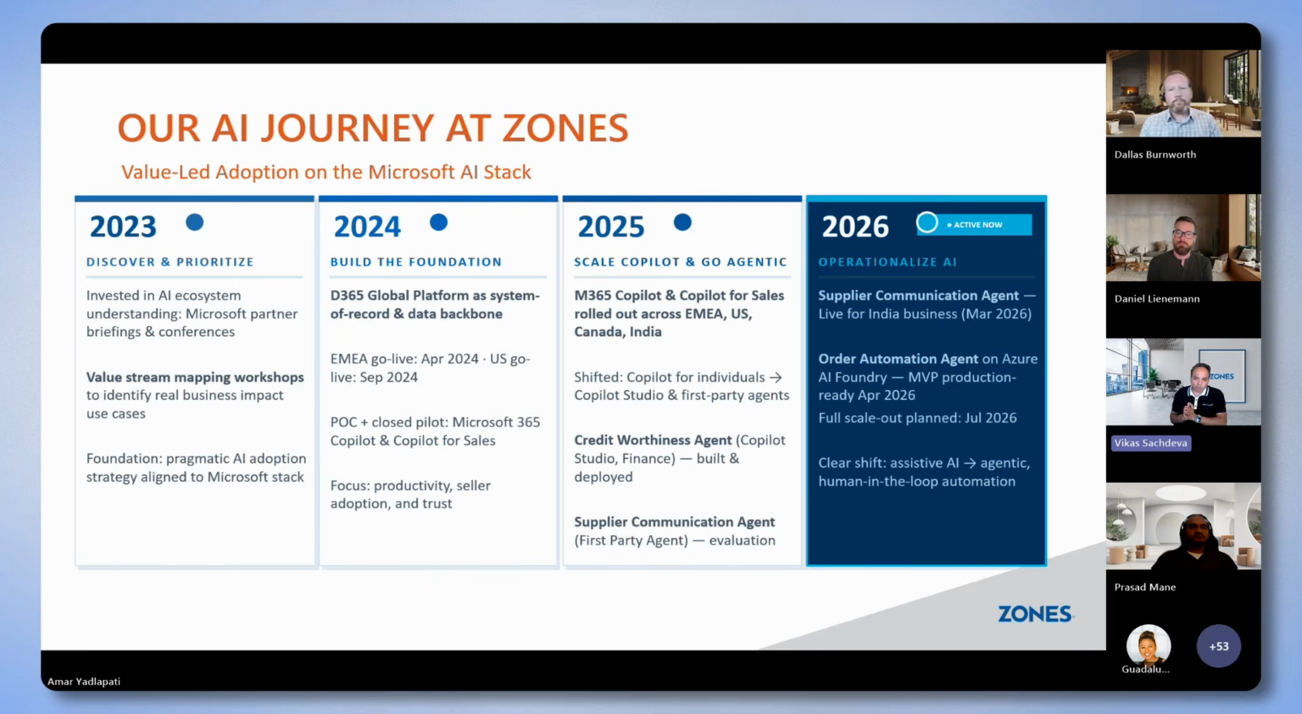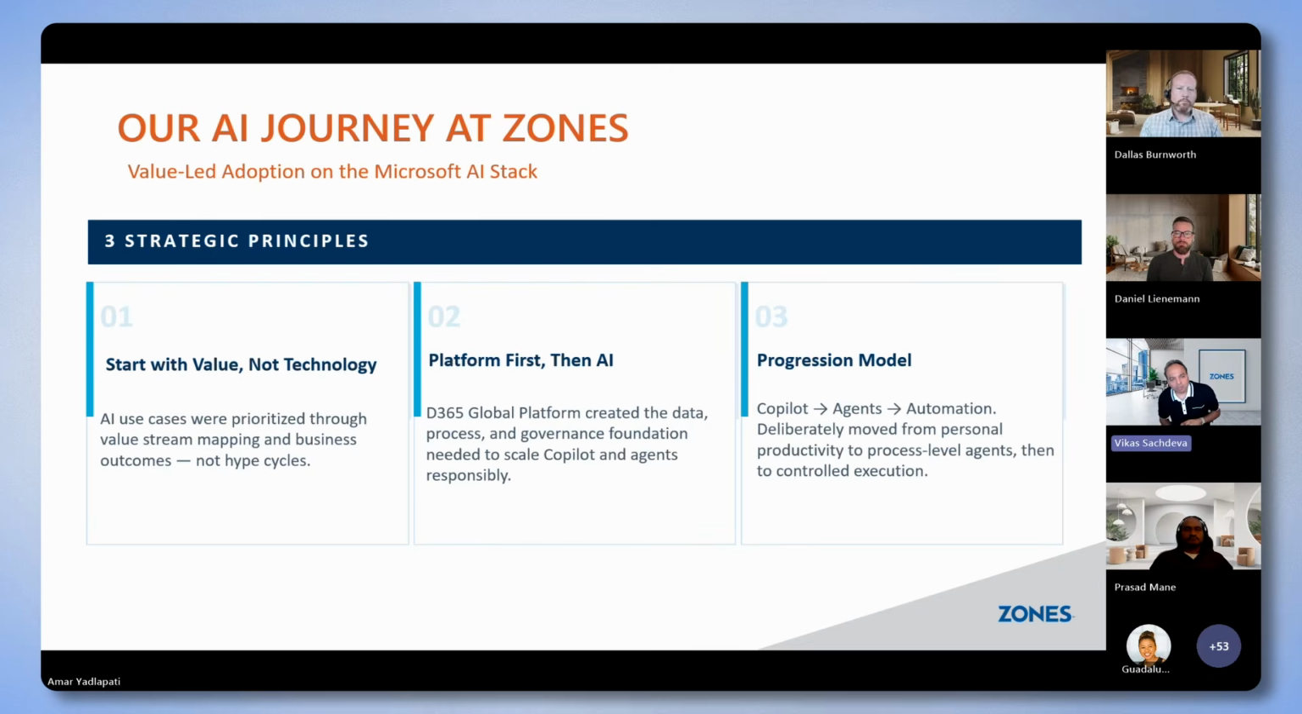Our strategy has been to move from assistive AI to agentic for productivity improvements, and then to full-fledged business process automation. As I said in previous slides, these are the three strategic principles we kept in mind. We think AI is a disruptive technology, but all technologies are a means to an end. So start with value, start with the problem you are trying to solve, which is why we invested in looking at the AI use cases and did not jump into it right away.